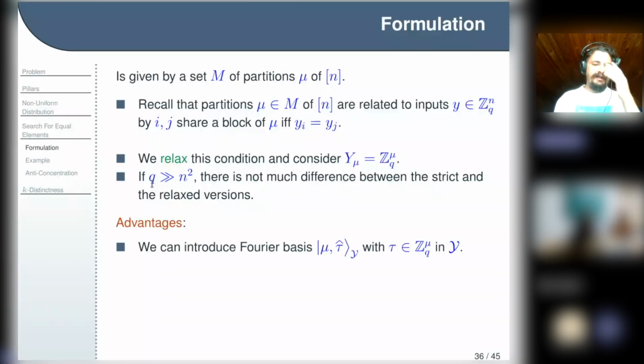But the advantage of this relaxed condition is that Y_mu is just the set of functions from the blocks of mu into Z_q. That is what this Z_q^mu means. For each block, I have a value in Z_q, which means that each element in this block has this value. And I can define a Fourier basis, tau hat. So mu is the type that is a partition, and tau hat is an element of the Fourier basis in Z_q^mu.